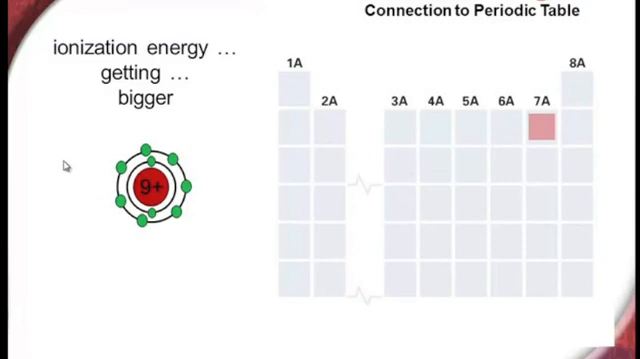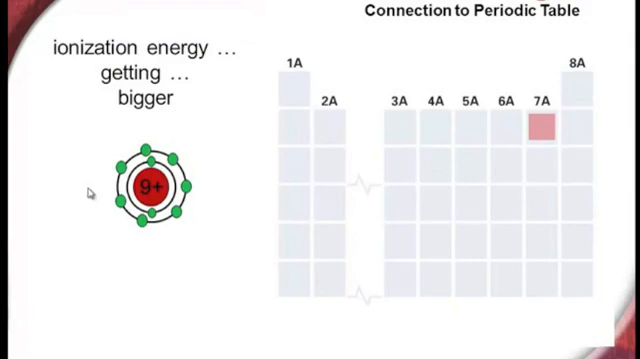And indeed, if you look at a table of ionization energies, you'll see that fluorine, which is what this represents, has one of the highest ionization energies. It takes a lot of work to get an electron away from a fluorine.